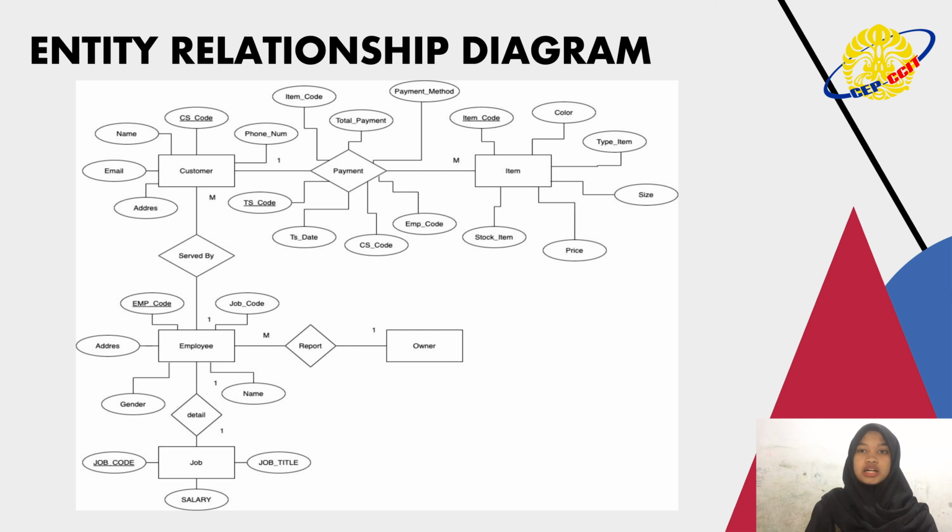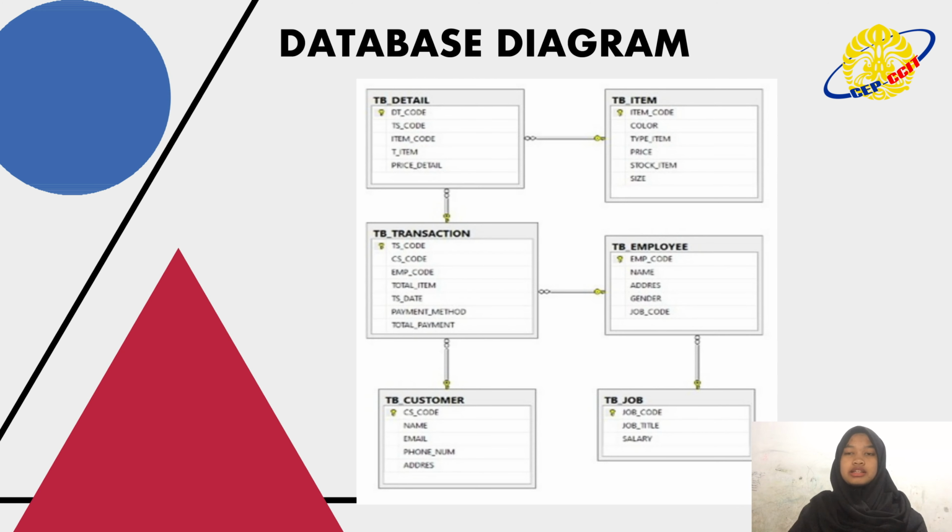This is the one-to-many relationship. The relationship between customer and item is that the customer will pay for the item. The relationship between customer and employee is that the customer will be served by the employee. The relationship between employee and owner is that the employee will report to the owner. The relationship between employee and job is that the employee will detail the job. And this is the database diagram.